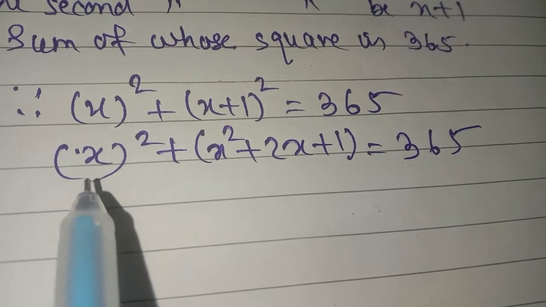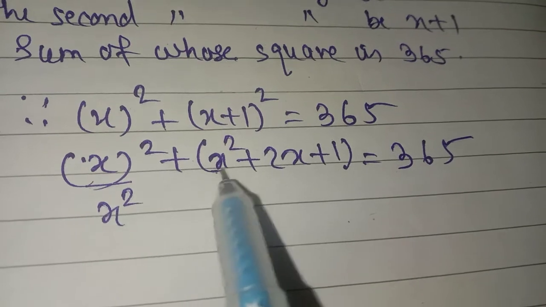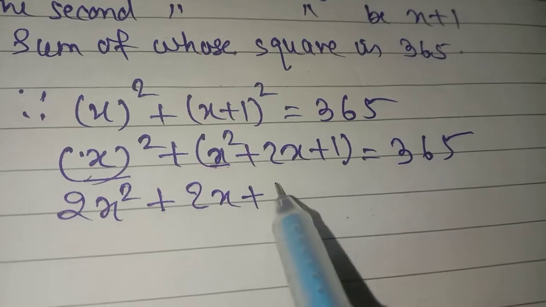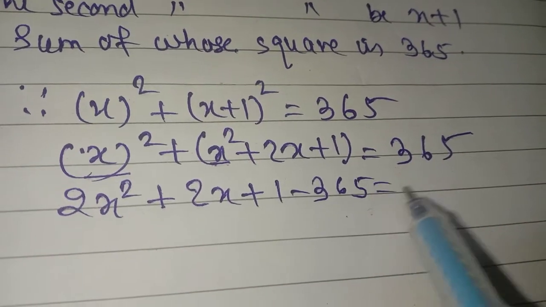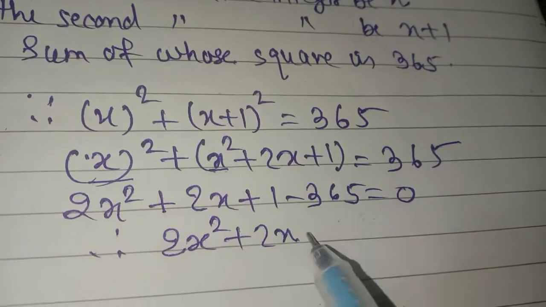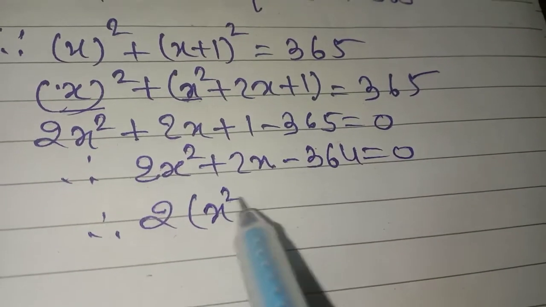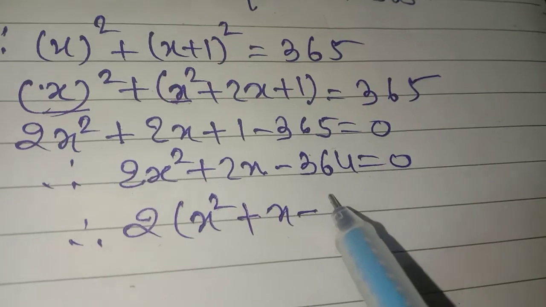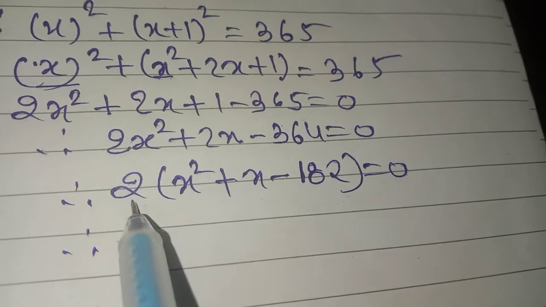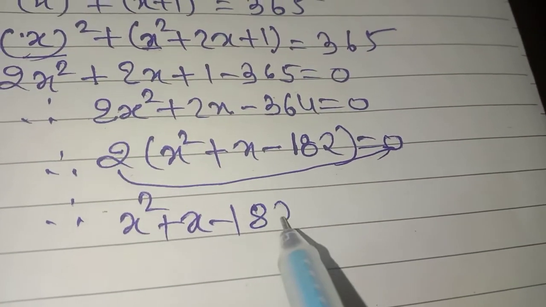Now x square plus x square will be 2x square plus 2x plus 1 minus 365 is equal to 0. Therefore 2x square plus 2x minus 364 is equal to 0. I am taking 2 common here to make the equation a little bit clearer. It is x square plus x minus 182 is equal to 0. Take 2 here, it will become 0. So the equation is x square plus x minus 182 is equal to 0.